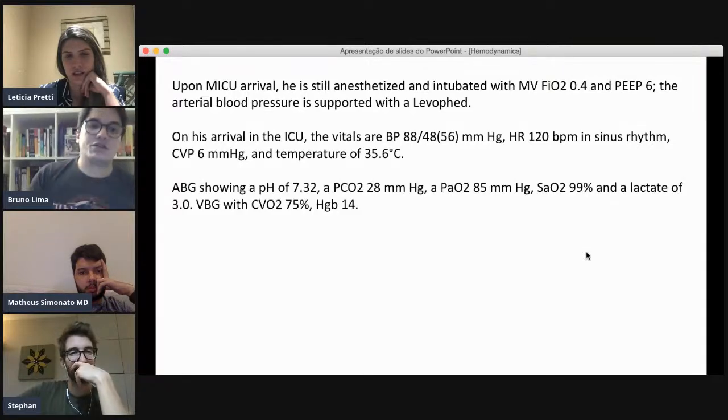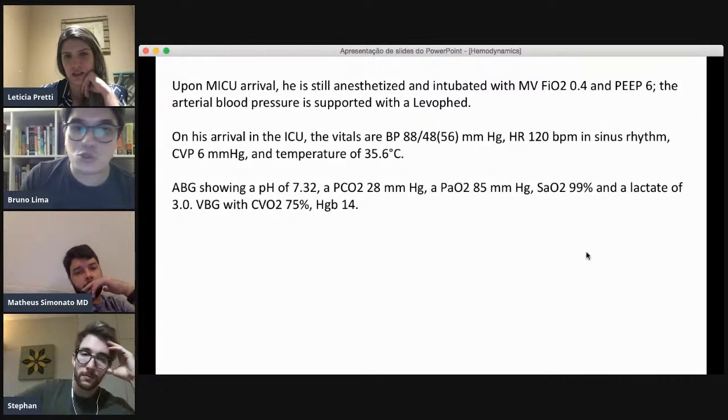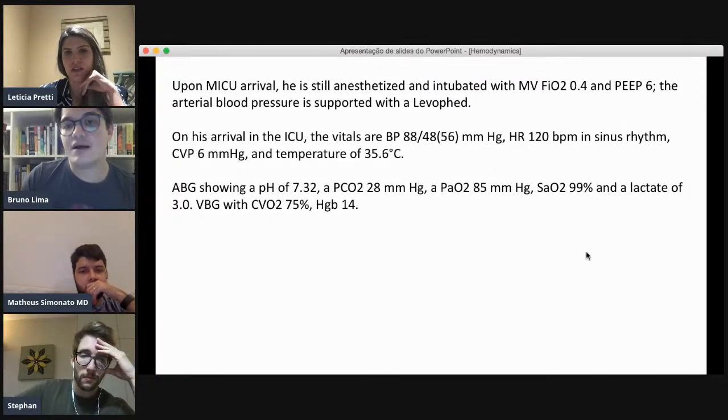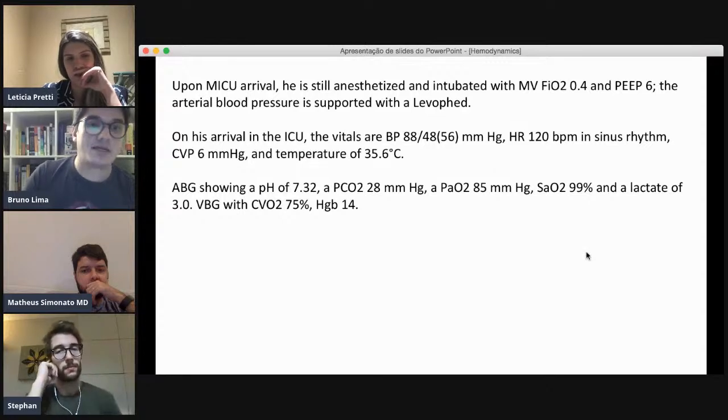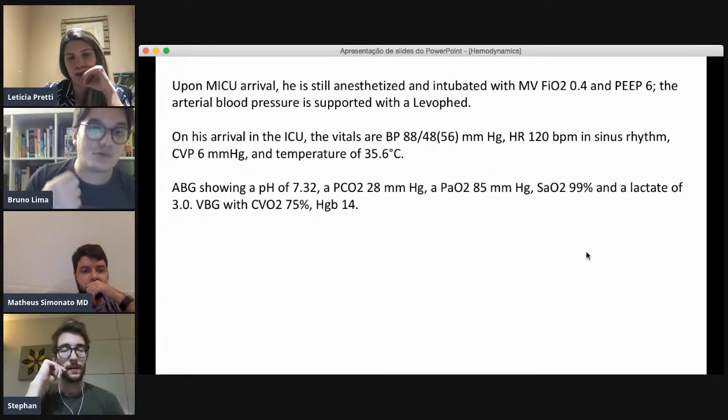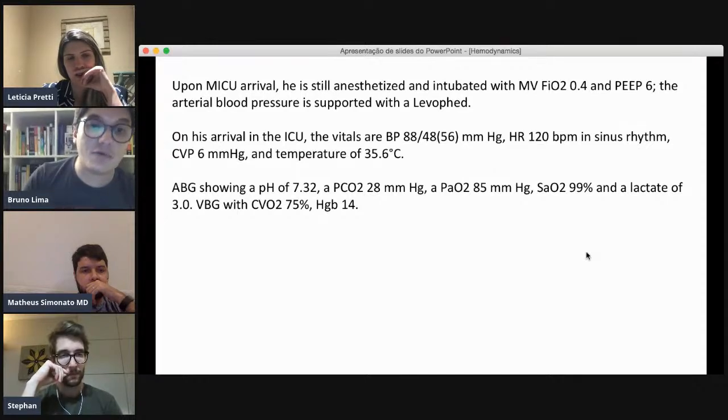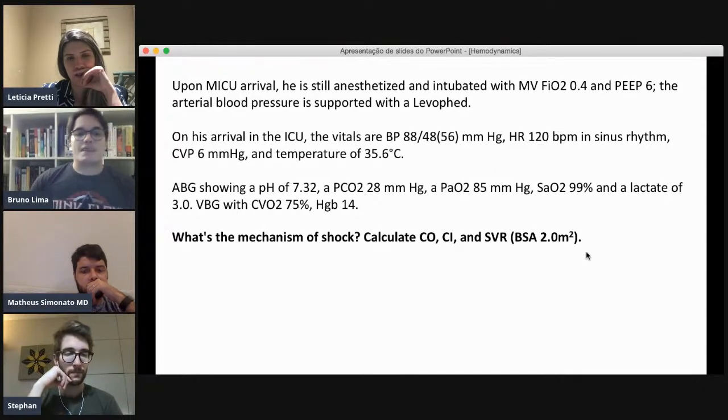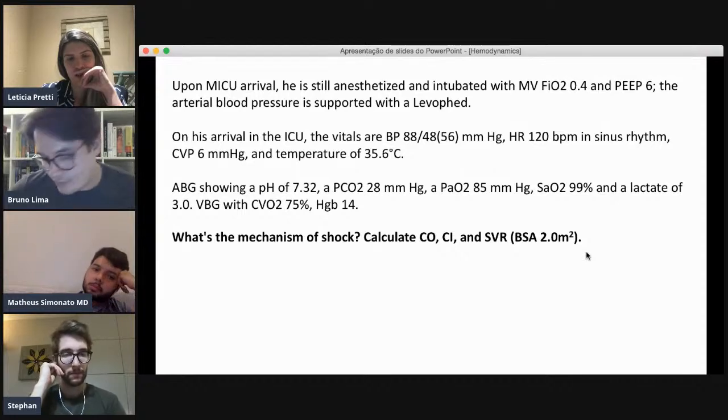His ABG, his arterial blood gas, okay, was showing a pH of 7.32, so mildly acidotic. PCO2 28, PO2 85 with saturation of 99%. His lactate was 3, so mildly elevated. VBG, a venous blood gas, from his central line shows a central venous saturation of 75% and a hemoglobin of 14.